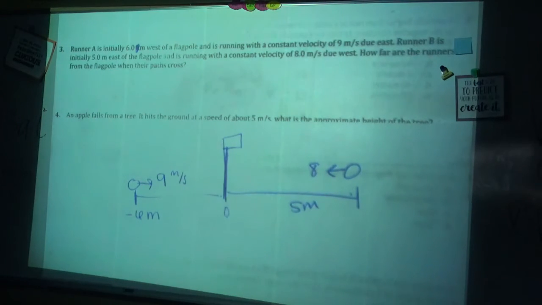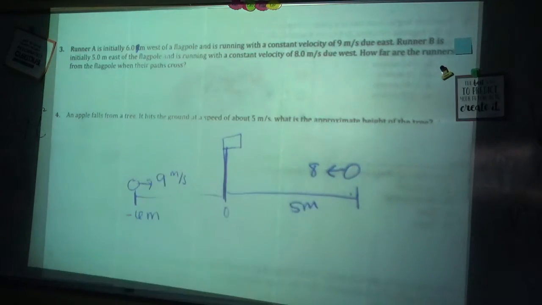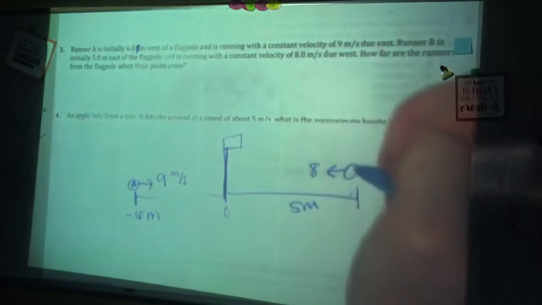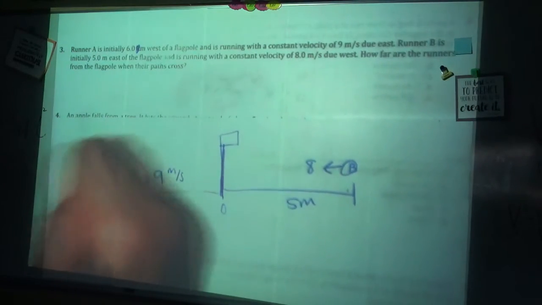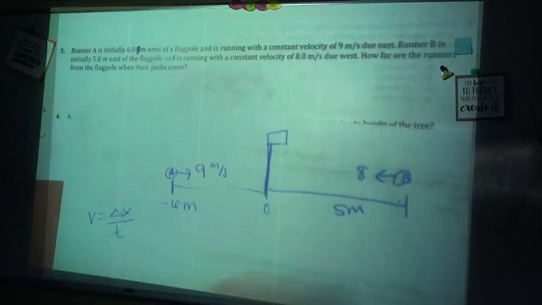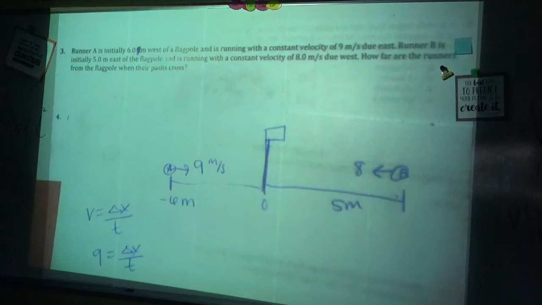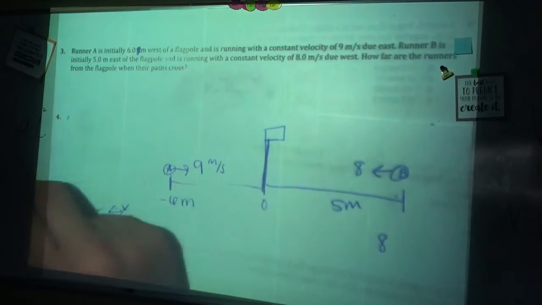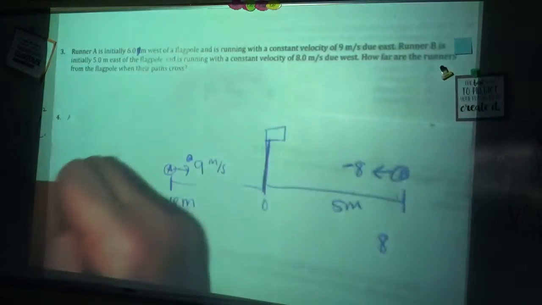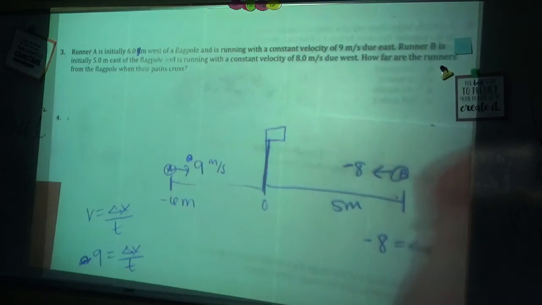So I am trying to find when they are at the same position and what that position is. What I would do is call this A and this one B. The velocity equation would be v is delta x over t, where your 9 is your delta x over the time it takes. For B it would be negative 8, sorry, and negative 8 is delta x over t, like this.